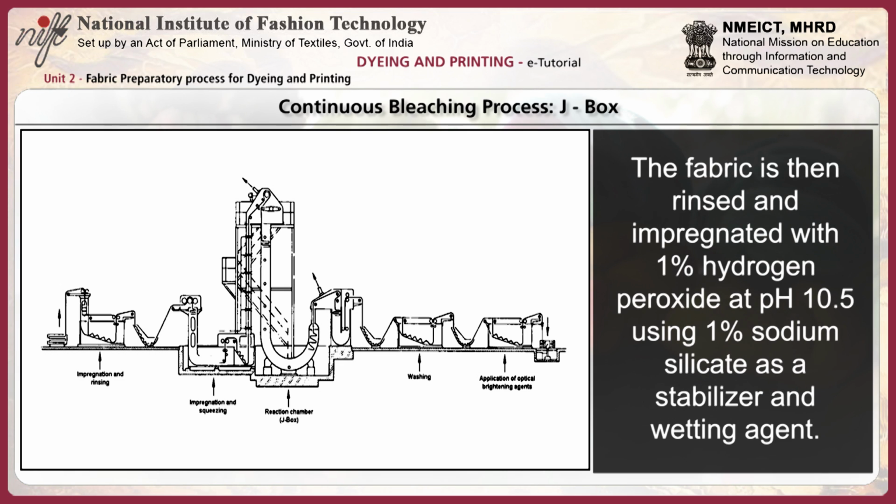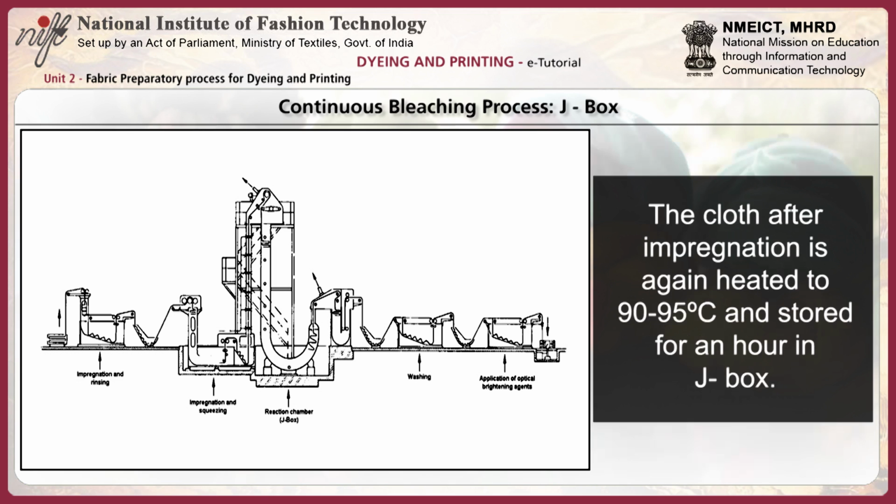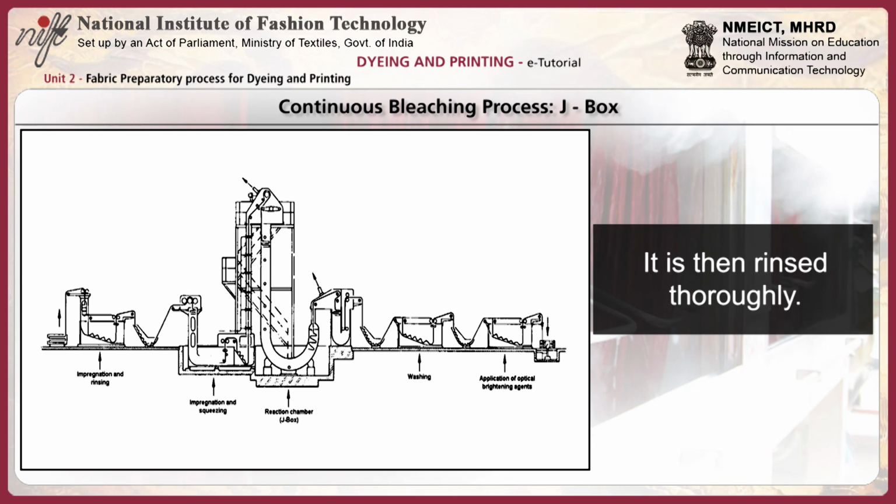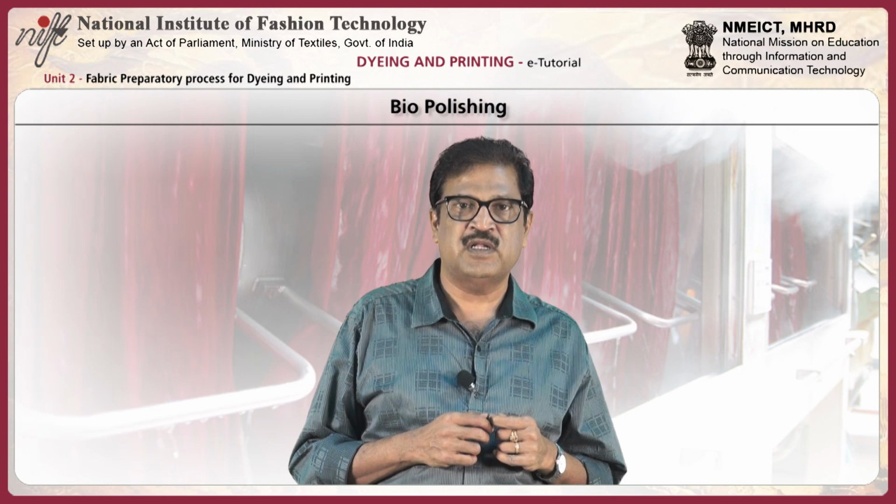The fabric is then rinsed and impregnated with 1% hydrogen peroxide at pH 10.5 using 1% sodium silicate as stabilizer and wetting agent. The cloth after impregnation is again heated to 90 to 95 degrees centigrade and stored for an hour in J-box. It is then rinsed thoroughly.